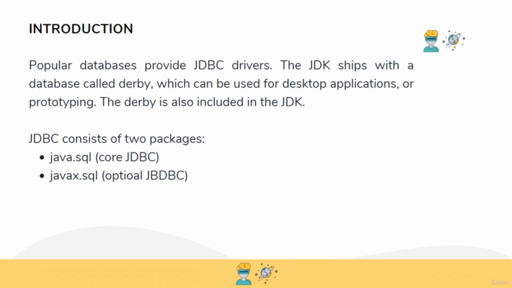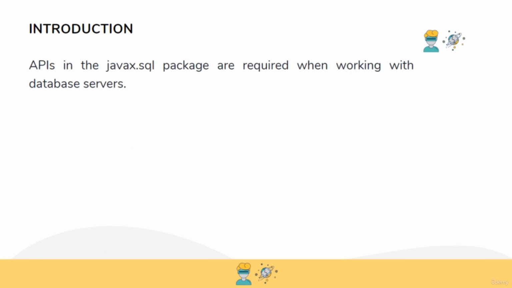JDBC consists of two packages: the java.sql, which is the core JDBC, and the javax.sql, which is optional. APIs in the javax.sql package are required when working with database servers.